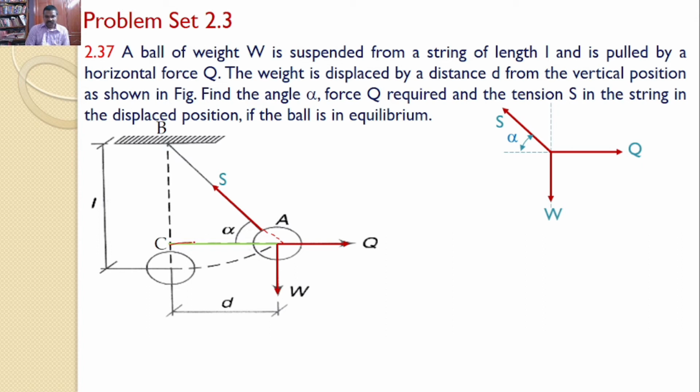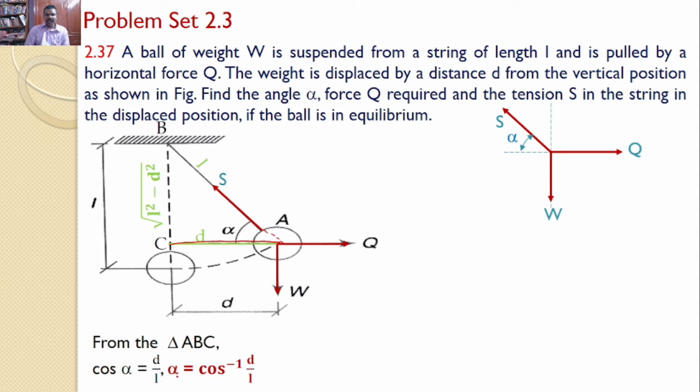Now this distance is given as d, and since this is the length of the string, this length is L. Now by considering the right angle triangle ABC, BC becomes root of L square minus d square from the Pythagoras rule. I can say cos alpha is equal to d by L, or alpha is equal to cos inverse d by L. So cos alpha is equal to adjacent side, that is d, by hypotenuse, that is L. Sin alpha is equal to root of L square minus d square by L. Like that, we can find all the other trigonometric relations.